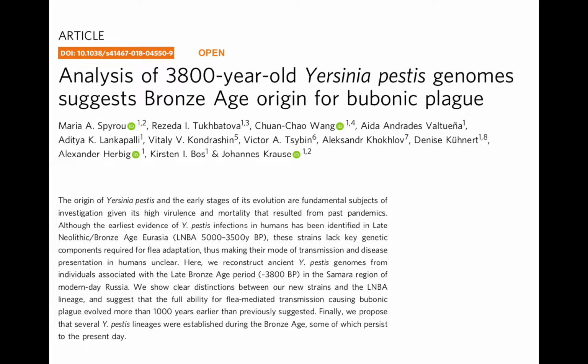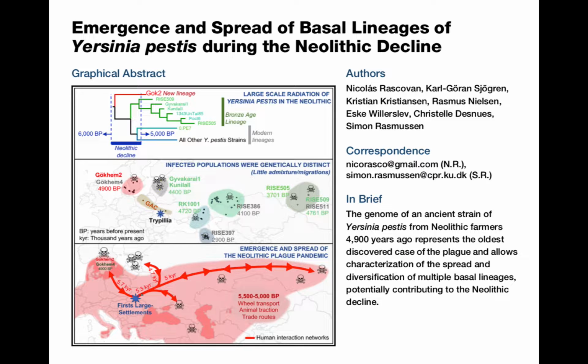Is this plague as we know it, or is it some kind of predecessor? And they show here that they managed to get ancient Yersinia pestis genomes from the late Bronze Age period, and they show that there are clear distinctions between the new strains that they've got and the lineage that has already been described that causes the flea-borne infections. But they did show that there was ability for the strains that they'd reconstructed to be involved in flea-mediated transmission, and suggested that actually plague as we know it did evolve a lot earlier.